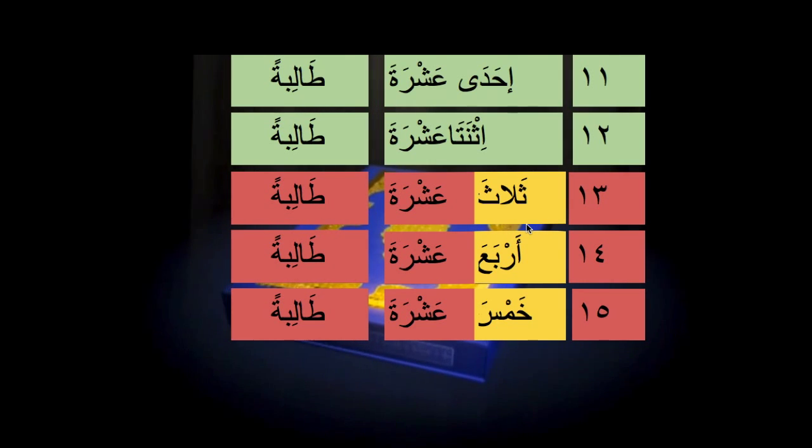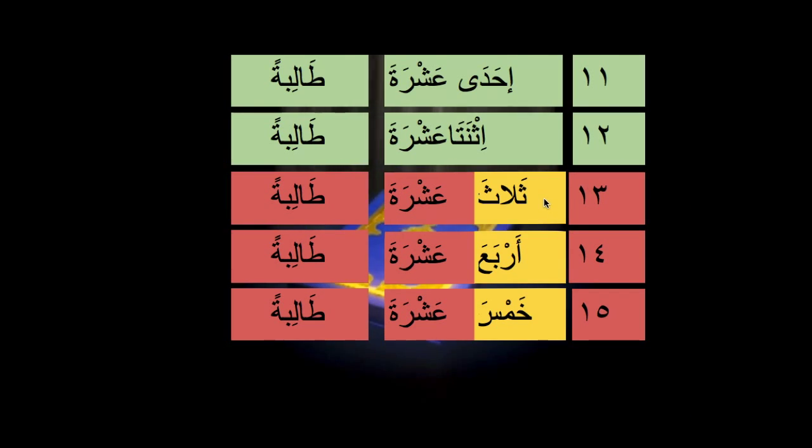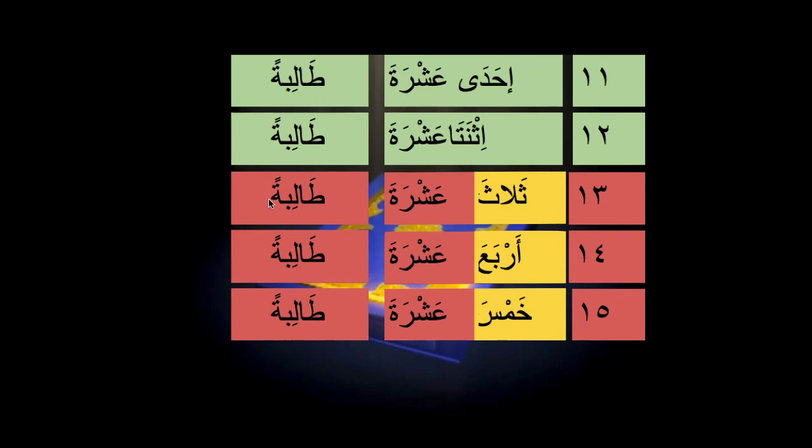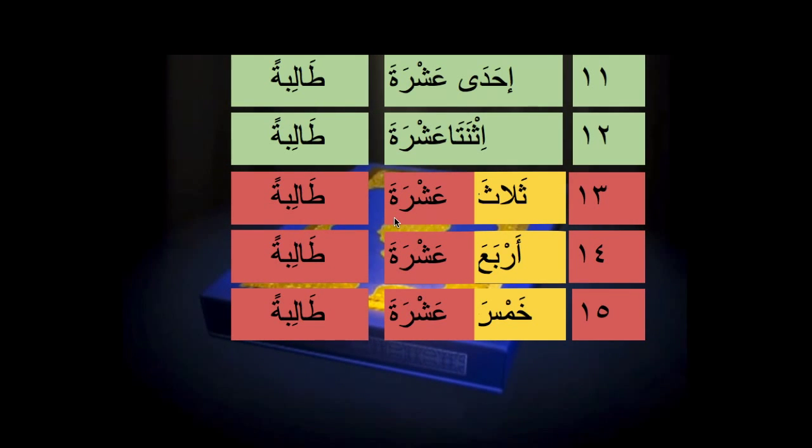And from 13, the gender switches around because the 3 comes here, and from 13 to 19, so will be thalatha ashrata talibatan. So thalatha and talibatan are opposite. Just a quick revision for that, and let's go forward.